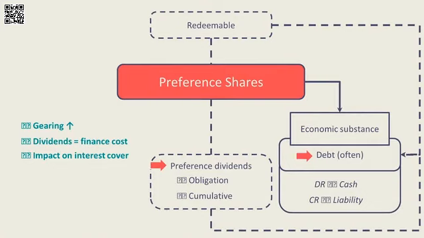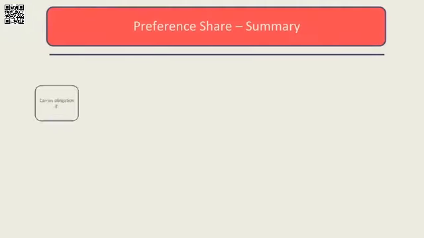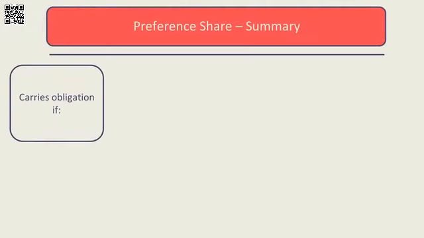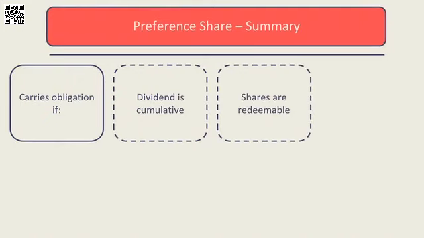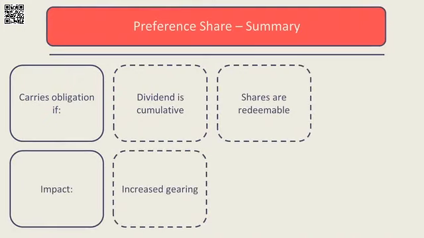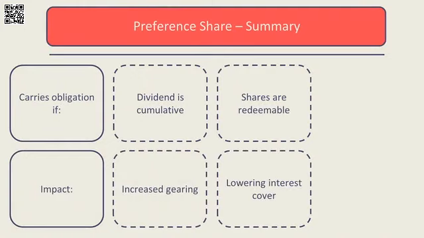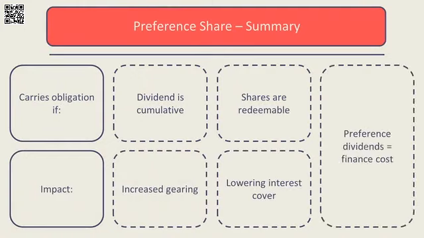And of course, if the preference dividend is going through the finance cost line, your interest cover has just got worse. So where a preference share carries an obligation because either the preference dividend is cumulative or the preference share is redeemable, it will cause an increase in gearing through its classification as liability, and it will cause interest cover to be worse because the preference dividend is going straight through the finance cost line in the income statement.